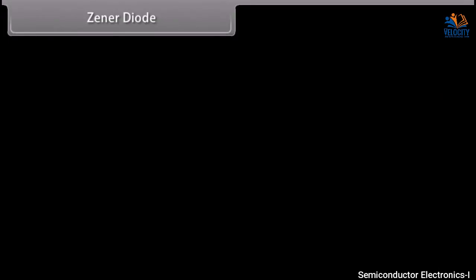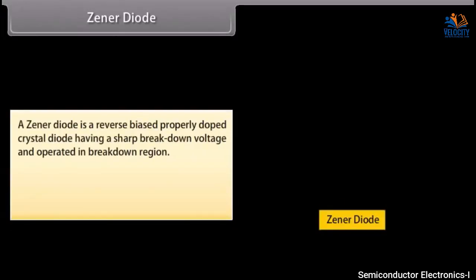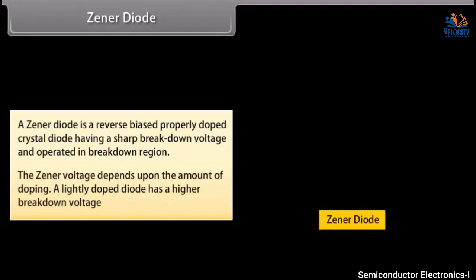Zener diode. A Zener diode is a reverse-biased properly doped crystal diode having a sharp breakdown voltage and operated in the breakdown region. When the reverse bias on a crystal diode is increased beyond a critical value called the breakdown voltage, the reverse current increases sharply to a high value. The Zener voltage depends upon the amount of doping. A lightly doped diode has a higher breakdown voltage.